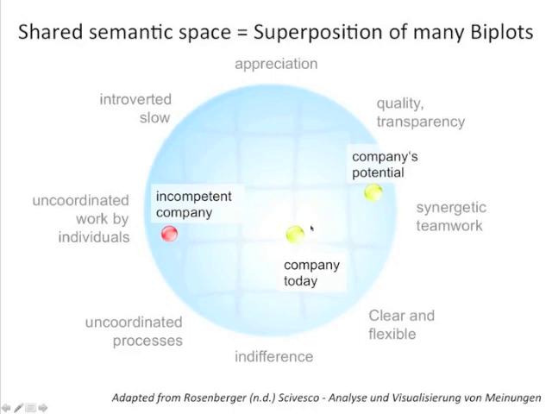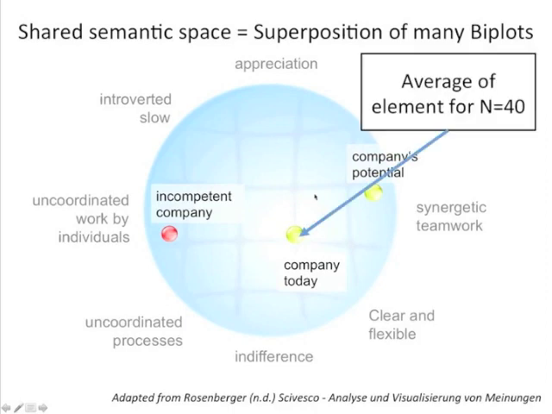That is, we have the elements in this space, and we have again the axes around. So appreciation is over here, indifference over here, and it's kind of an axis. But in this case, this is not one single person, but it's the average of 40 persons. So 40 elements, in this case the company today, and the average lies here. Then we also have incompetent company and company's potential. And here the same logic applies, the biplot logic.